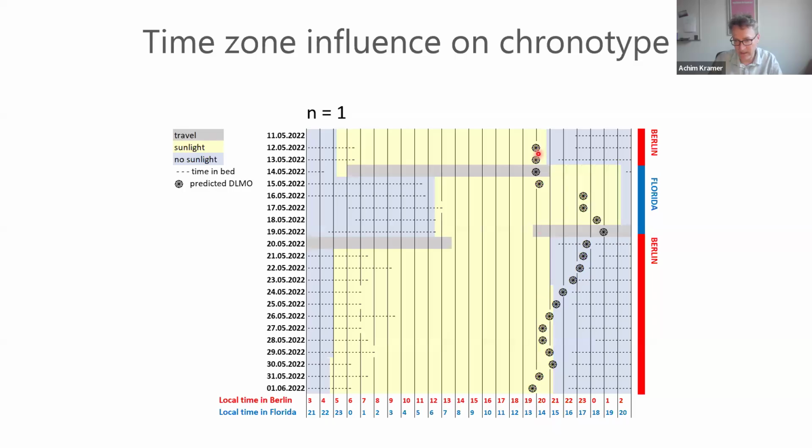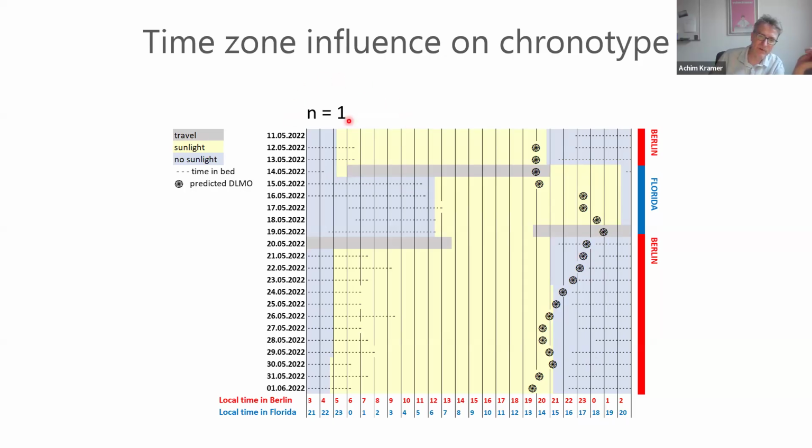So I had a dim light melatonin onset of about 8 o'clock in Berlin time, and then here I was already almost in Florida, and I still had the Berlin time. And even in the first day in Florida there is almost no change, and then in the second day in Florida I jumped by 4 hours and gradually adapted, but I couldn't reach full adaptation because then I had to go back to Berlin. And then you see it takes much longer going back to Berlin. So I had really a long jet lag during that time.